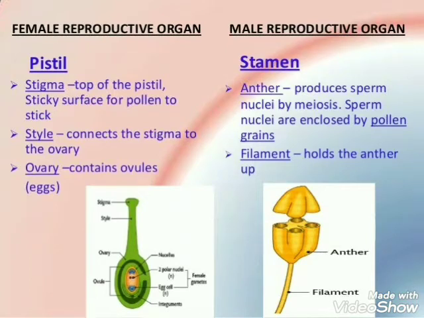Next is the male reproductive organ, which is known as stamen. It comprises 2 important parts, that is anther and filament. Anther is responsible for production of sperm by meiosis. Sperm nuclei are enclosed by pollen grains. Filament holds the anther up in the flower.